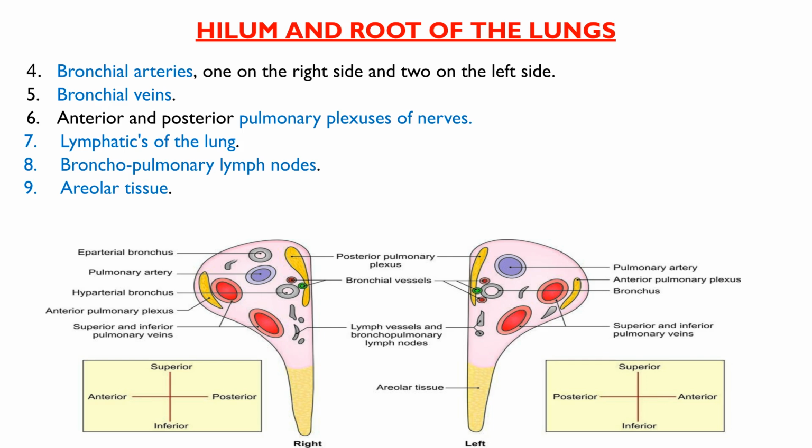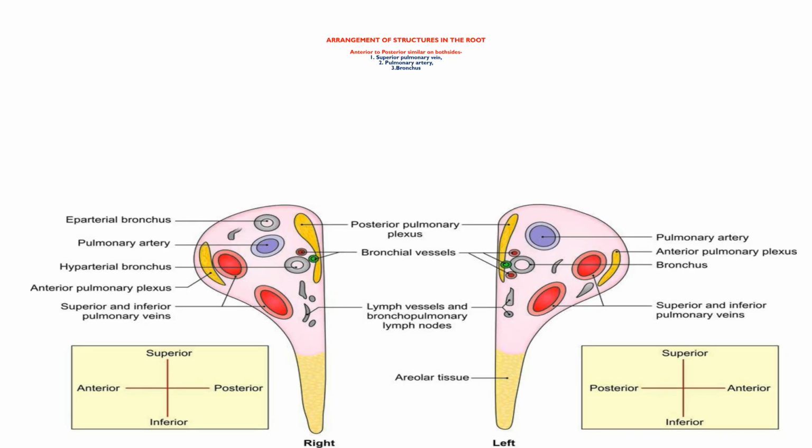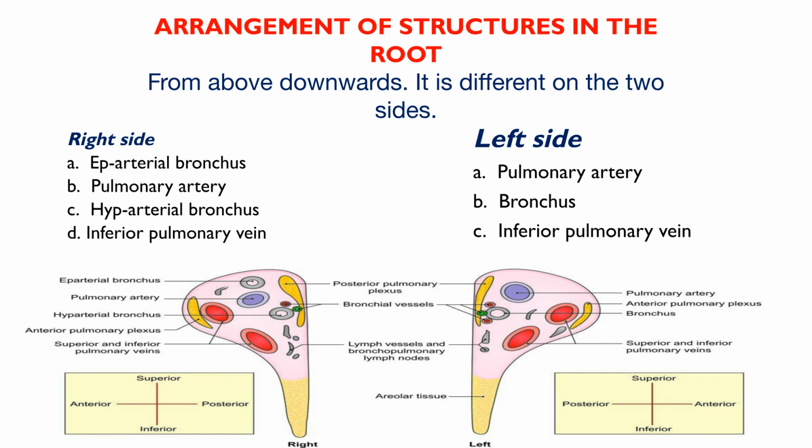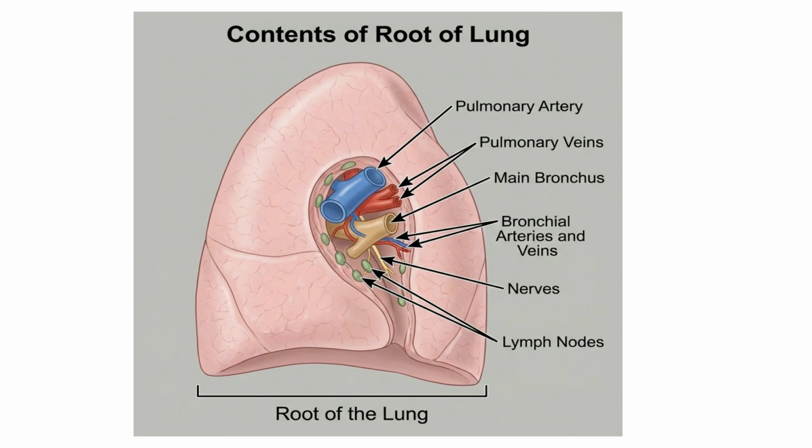The anterior to posterior arrangement of structures in the root is similar on both sides: superior pulmonary vein, pulmonary artery, and bronchus. The arrangement from above downwards differs. On the right side, it is eparterial bronchus, pulmonary artery, hyparterial bronchus, and inferior pulmonary vein. On the left side, it is pulmonary artery, bronchus, and inferior pulmonary vein. This slide is for illustration purposes to help visualize the arrangements.